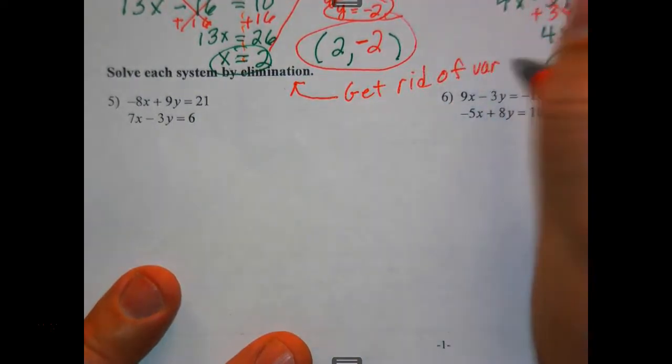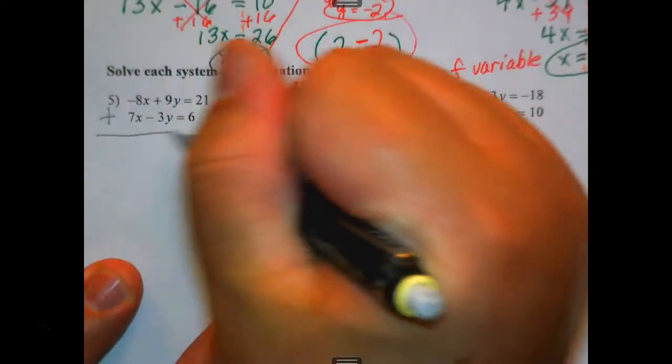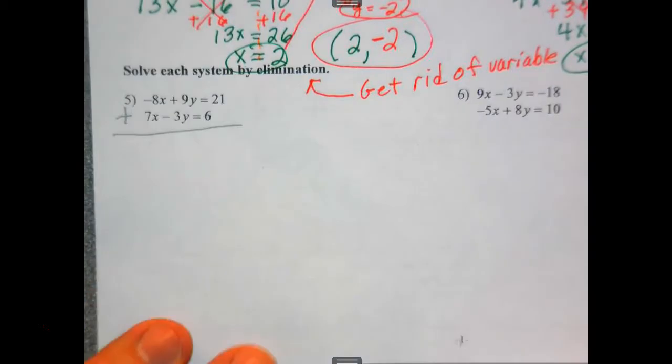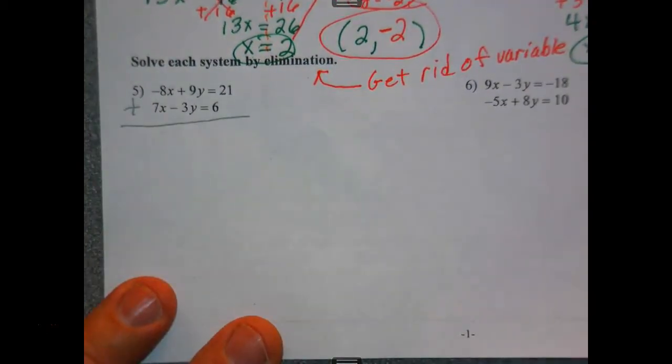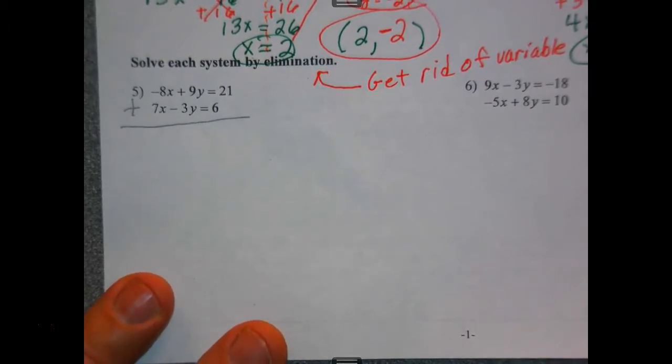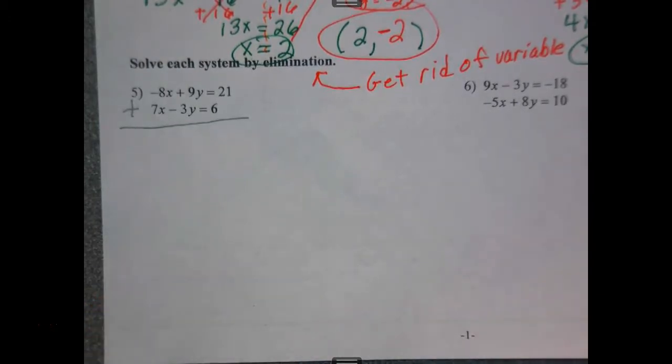So we want to get rid of a variable. And the way we do that is we're going to add these two equations together and somehow eliminate either the x's or the y's. Now, if I do that to this problem, will it work? Will one of them go away? No, it's just like some students, they just won't go away, right? So we have to multiply one of them by a number, or maybe even both.